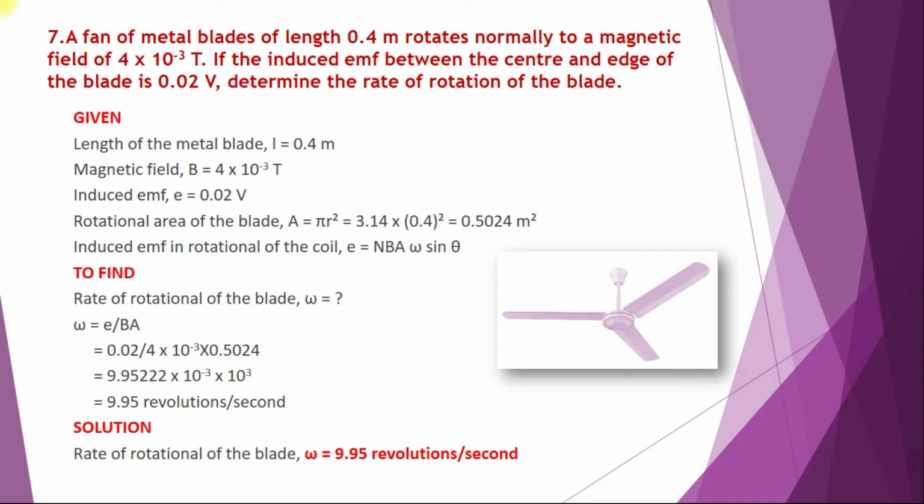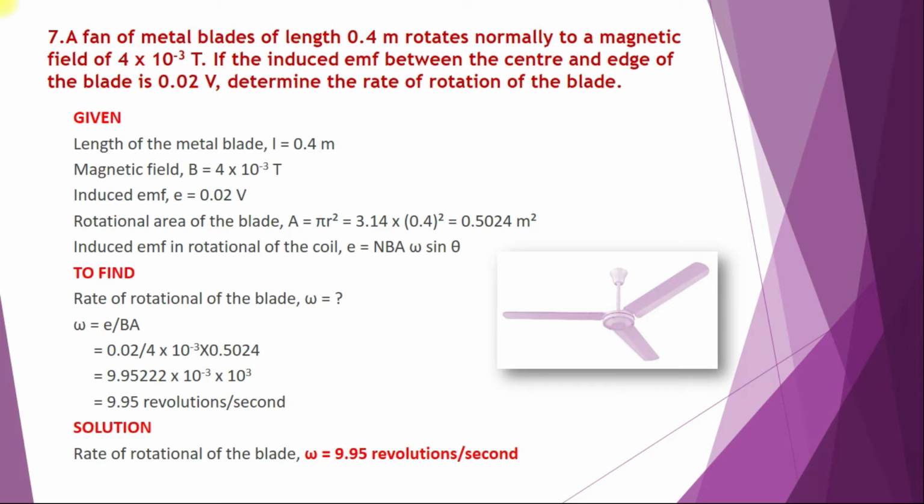So the rotational area of the blade A is equal to pi r square, which is equal to 3.14 into R value is 0.4. So R square is 0.4 the whole square, which is equal to 0.5024 meter square. The induced EMF in the rotation of the coil E is equal to NBA omega sin theta. So we are supposed to find the rate of rotation of the blade. Omega we have to find. So the formula for omega is equal to E divided by BA.